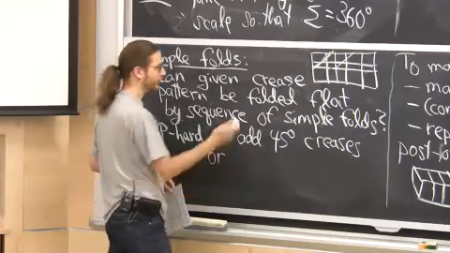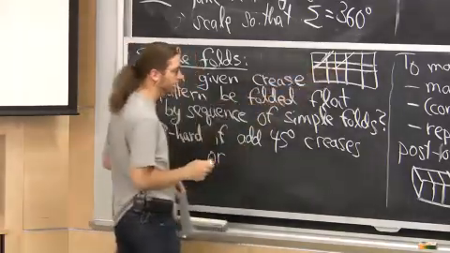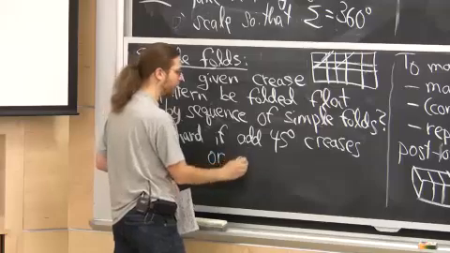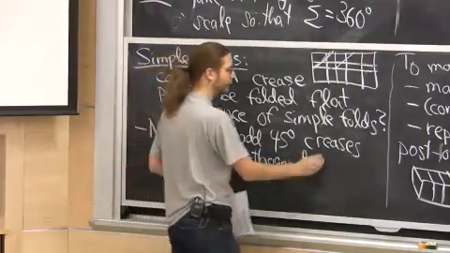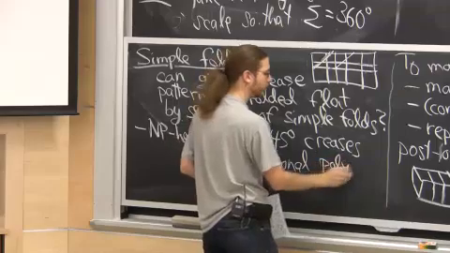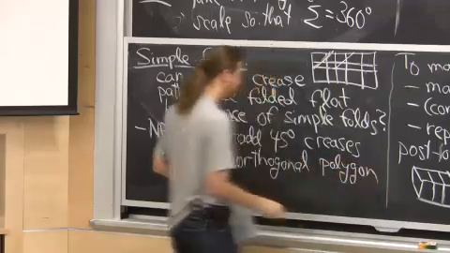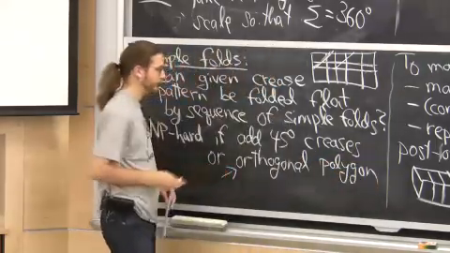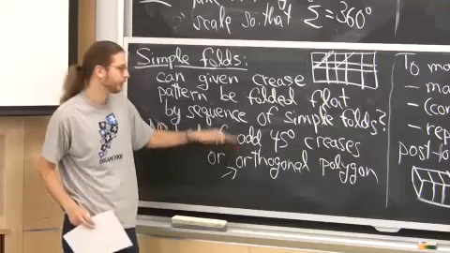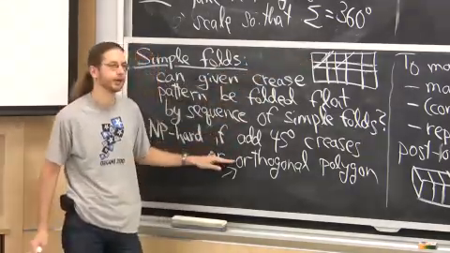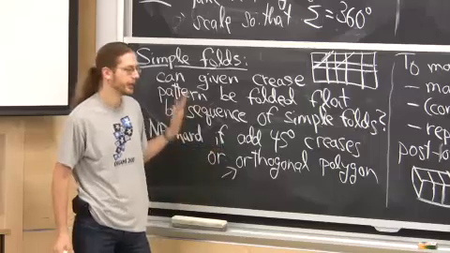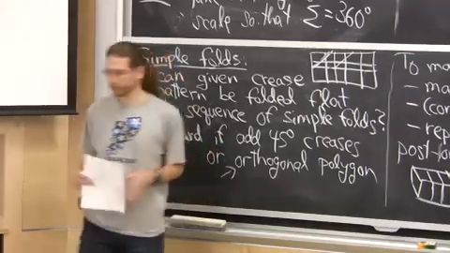Another version that's hard, if I keep all the creases horizontal and vertical, but I make an orthogonal polygon instead of just a rectangle, then it's also NP-hard. I'm going to show this one because it's easier, but this actually just converts. You can set up 45-degree folds so that you are forced to make a particular orthogonal polygon to get started, and then it's the same proof. So I think I have the proof here.